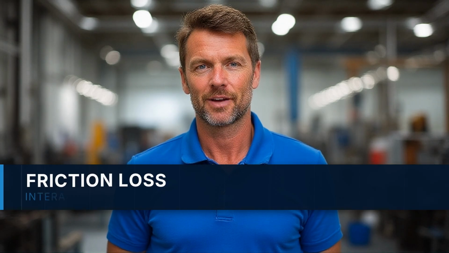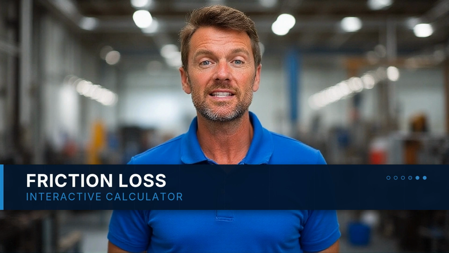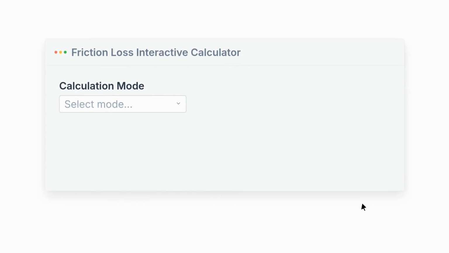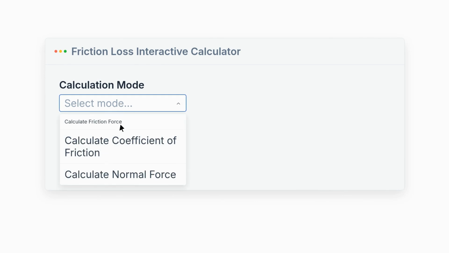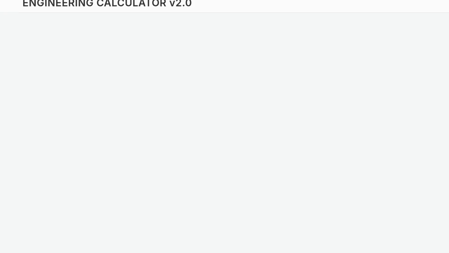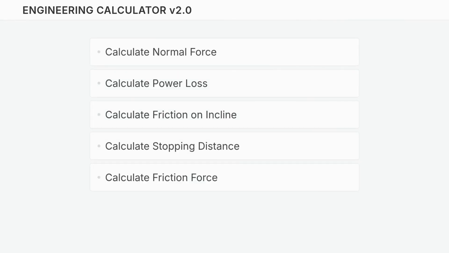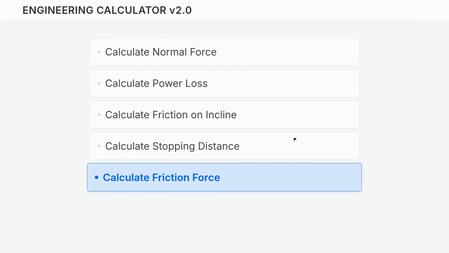The friction loss interactive calculator solves friction-related problems in mechanical systems using 6 different calculation modes. Let's explore the inputs. First, you'll select your calculation mode from the drop-down menu. Your options are Calculate friction force, Calculate coefficient of friction, Calculate normal force, Calculate power loss, Calculate friction on incline, and Calculate stopping distance. For this demonstration, I'll use Calculate friction force.